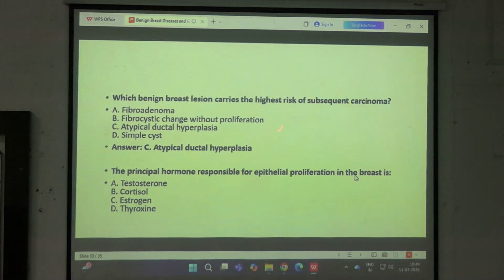The most common benign lesion with the highest risk of subsequent carcinoma is atypical ductal hyperplasia, or atypical lobular hyperplasia, that is, whichever is given under proliferative lesions with atypia. And the principal hormone responsible for epithelial proliferation in the breast, what is it? Estrogen.